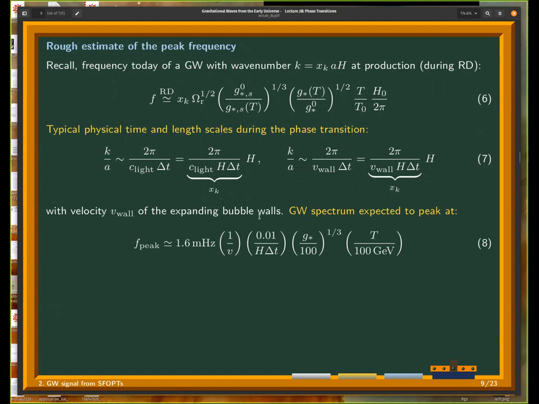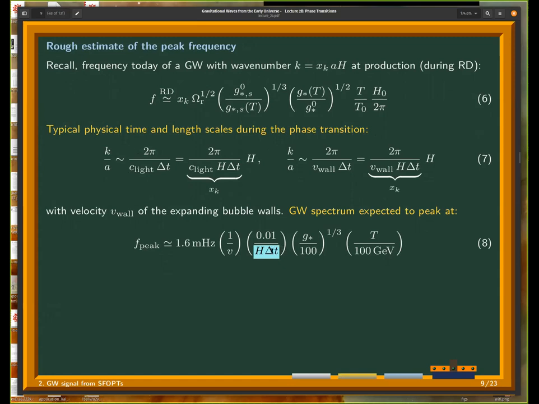And I also use some numbers. So you see that the peak frequency will go like 1 over the relevant velocity. So either it's 1 over the speed of light or 1 over the wall velocity. And it will go like 1 over H times delta T.